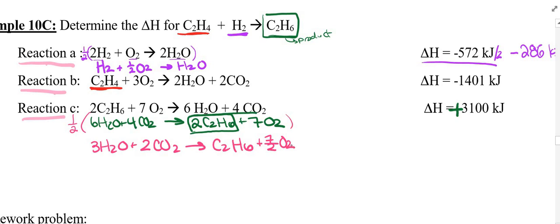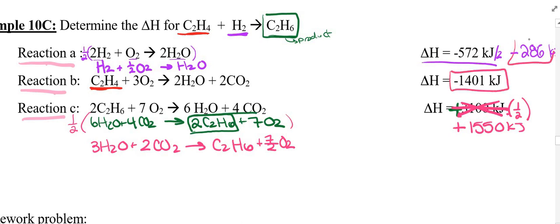oxygen. Okay, whatever we do to our reaction, we have to do to the enthalpy because our enthalpy depends on the amount. Well, if we're halving the amount, we're going to halve the enthalpy. So we're going to have to divide this by 2, or let's just keep it consistent. We're going to multiply this by 1/2. All right, we multiply that by 1/2. We end up getting still positive, okay, because we had it as a positive, 1,550 kilojoules. Okay, so I'm going to just cross this out so I don't accidentally use that. Okay, so right now these are the enthalpies that we have.